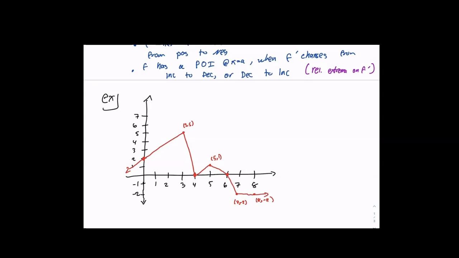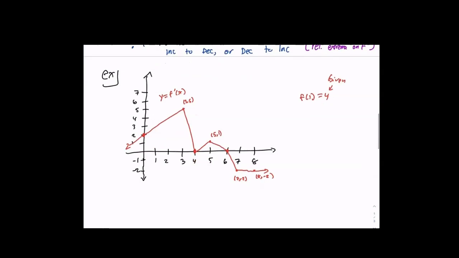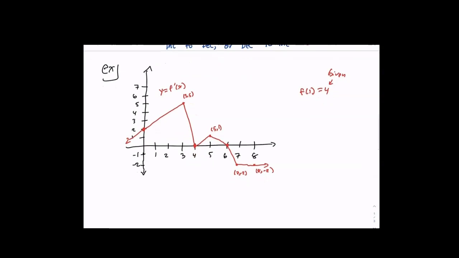This is the graph of y equals f prime of x. And I also note that f of 1 equals 4. Now, I gave you a function value, and I'm going to show you how we can use that function value in a little bit. There are a lot of things that we can do for this problem. So I'm going to pause real quick.